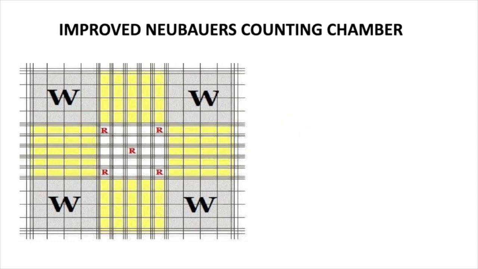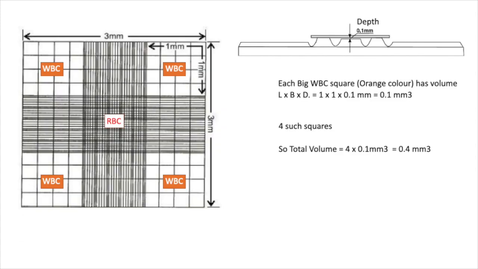WBCs in this area. Each of the 4 large corner squares is 1 millimeter into 1 millimeter, length into breadth, and the depth, as you can see, is 0.1 millimeter. So, that gives us an effective volume of 0.1 cubic millimeter in each of the corner large squares, and since we have 4 such squares, that gives us the total volume of blood sample as 0.4 cubic millimeter.